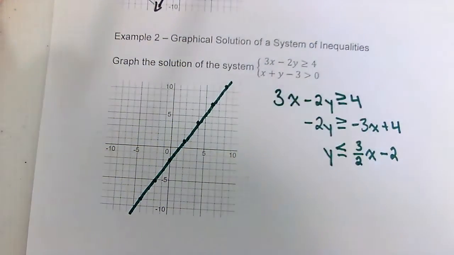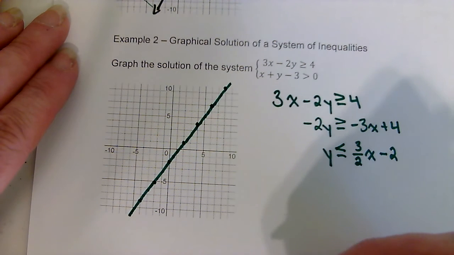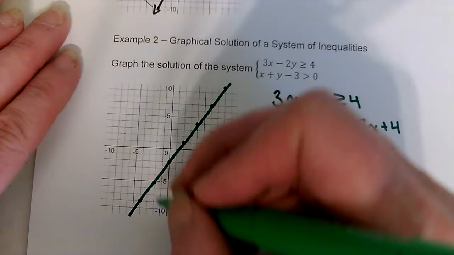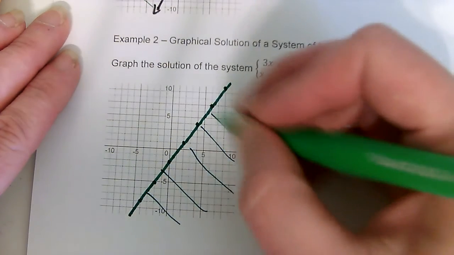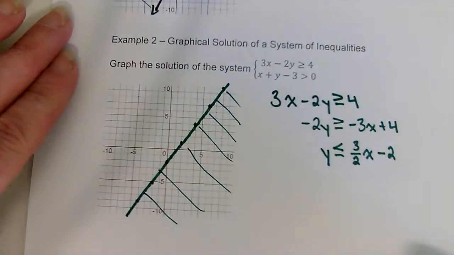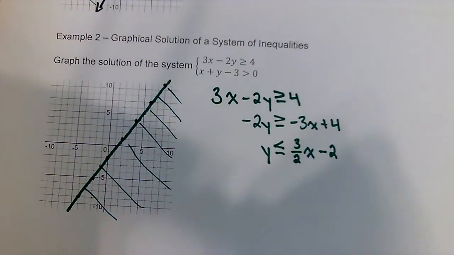Now, which way are we going to shade? This one is less than, so it's going to be shading down from there. Right now I'm just going to do a light shading. Now we're going to graph the other one on the same grid.